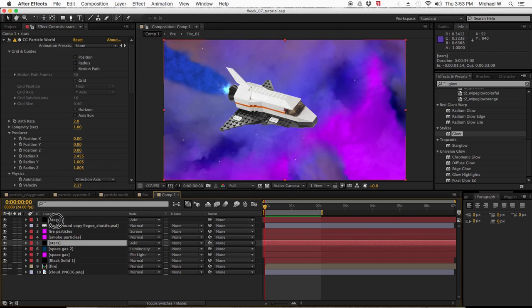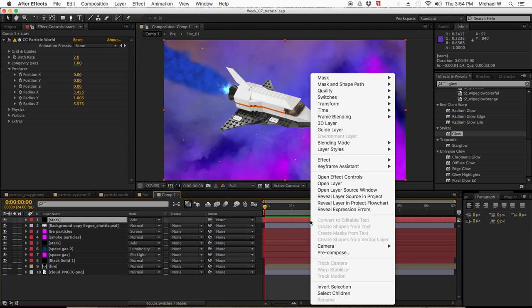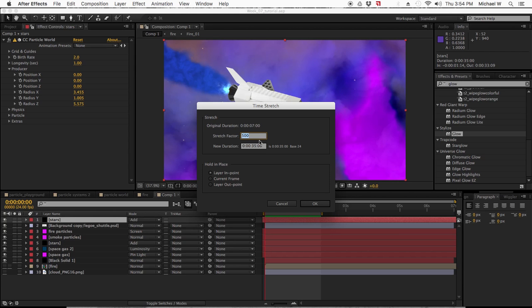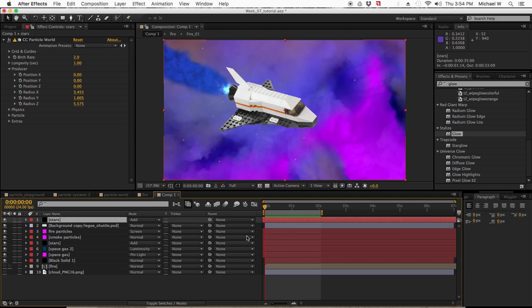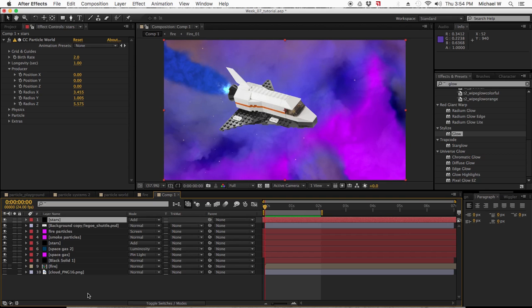The stars, as we're going to learn in week 9, I changed the speed on them because I didn't like that they were moving too fast, and I didn't want that. So I right-clicked on the layer, time stretch, made it 500, which is 5 times slower than it was moving originally. And they're still moving fairly fast, but they were 500 times faster than that. So I slowed them down.